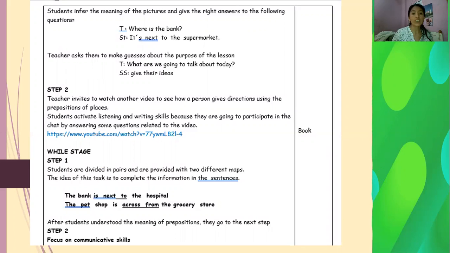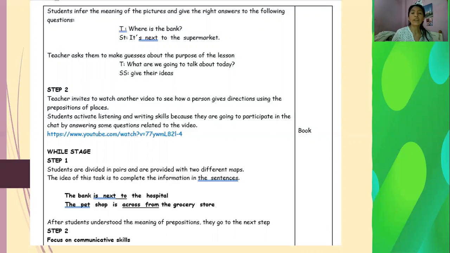In the while stage, in step number 1, students are divided into pairs. They are provided with 2 different maps. The idea of the task is to complete the information in the sentences, for example, the bank is next to the hospital. In this part, the students are doing an information gap activity, so it is part of the communicative skills.